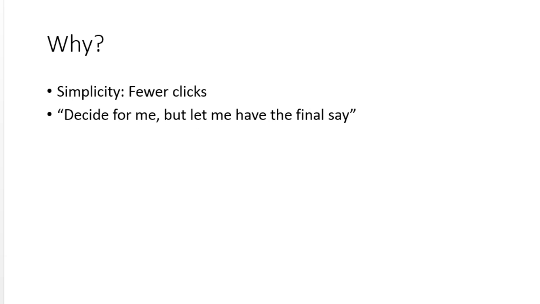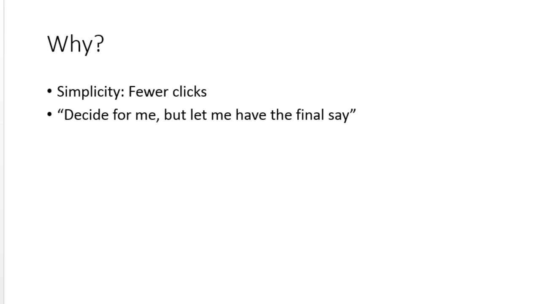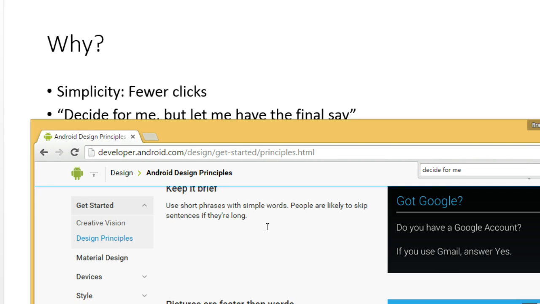Now, why do we want to do this? Two of several reasons, both of them related to Android quality guidelines. First of all, Android quality embraces three words: simplify, enchant, and amaze. Simplify means do things in fewer clicks. So minimize the number of clicks that a user requires to do an operation. Minimize the number of screens.